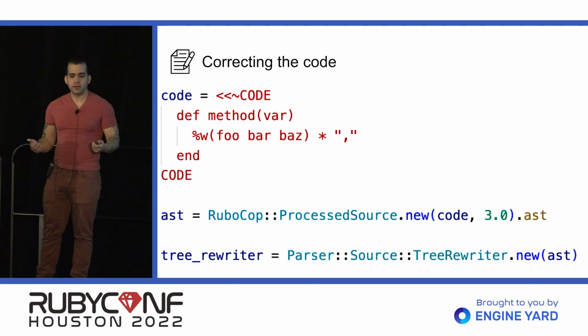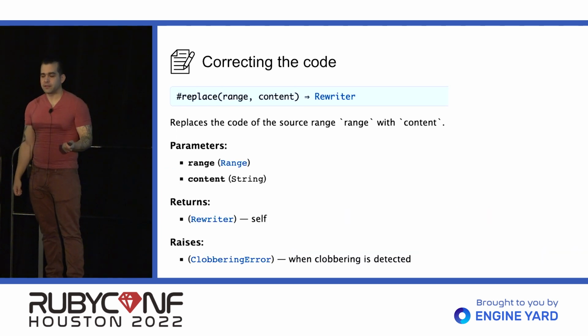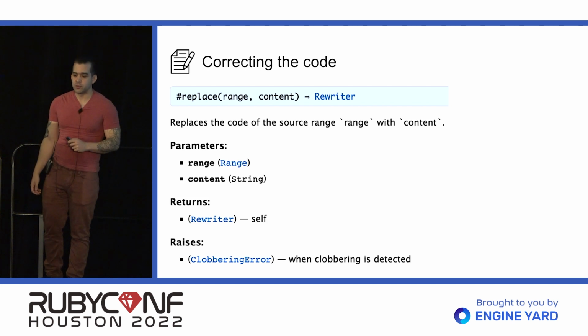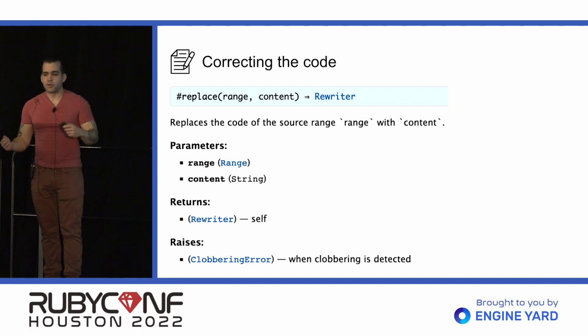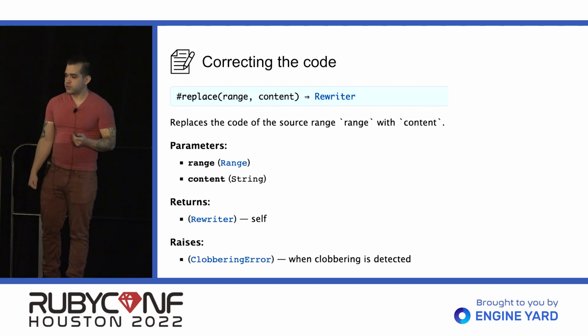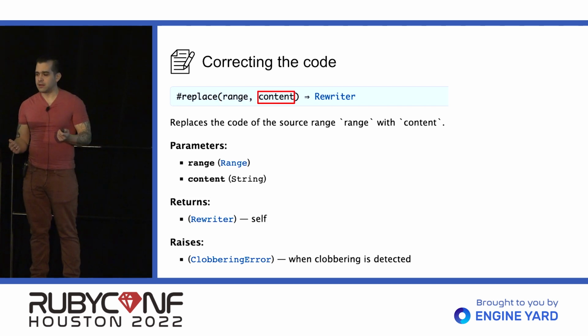But from here, what can we do? One of the things you can do is called the replace method, which, as the documentation says, will replace the source code with a specific range with new content. We can do other things with the tree rewriter, such as adding things before or after or removing content, but we'll focus on this for right now. And two immediate questions should pop up, which is, what is the range, and how do we determine the content?